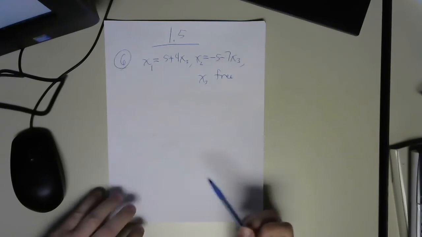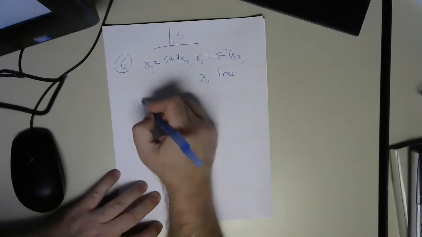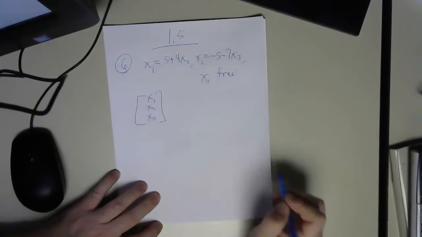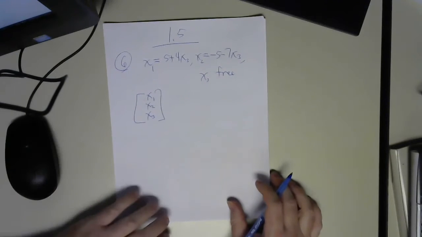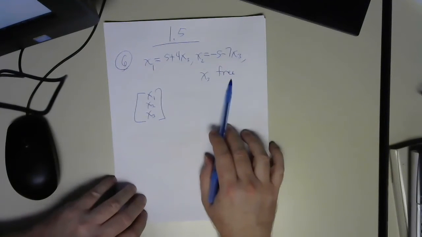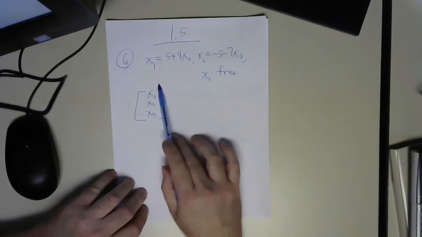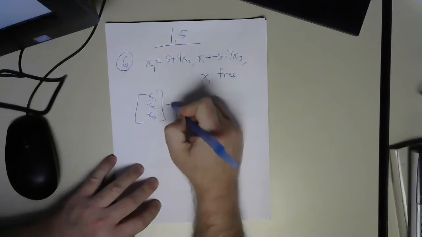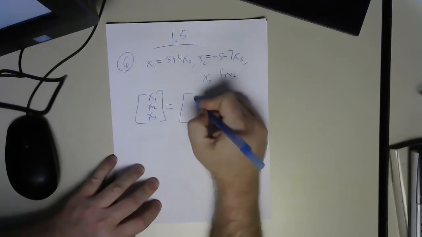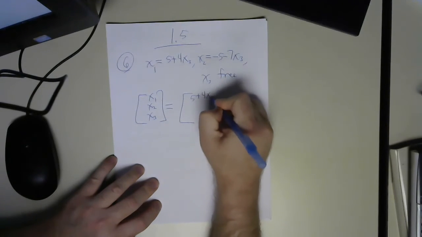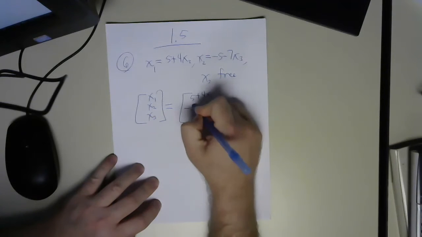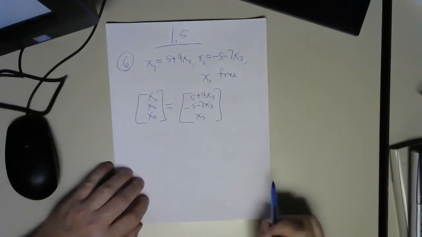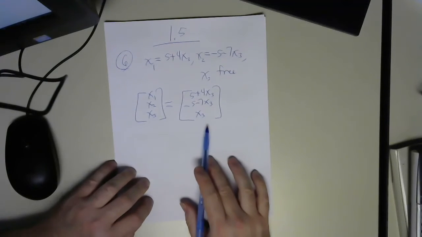Well, I'll show you. Just remember, any solution of the original system is a vector in R3 because this is a solution of a system of 3 equations. So you can almost think of this as maybe a general form of one of the solutions of the system. But because x3 is a free variable and x1 is 5 plus 4x3 and x2 is negative 5 minus 7x3, I can write an arbitrary solution of the system like this in terms of just one parameter.